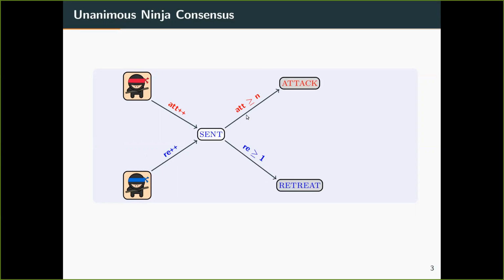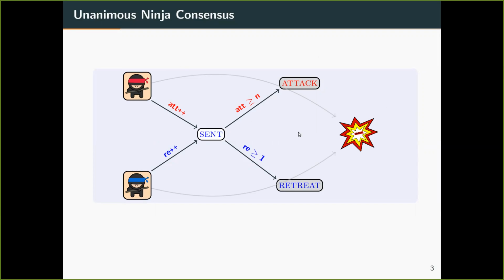The second possibility: the ninja checks that every ninja has decided to attack. Here n denotes the total number of participating ninjas. And so the check at bigger than or equal to n ensures that every ninja has decided to attack, and so it is safe to move from the send state to the attack state. And finally, from each of these two initial states, we allow the ninjas to non-deterministically move to a crash state.